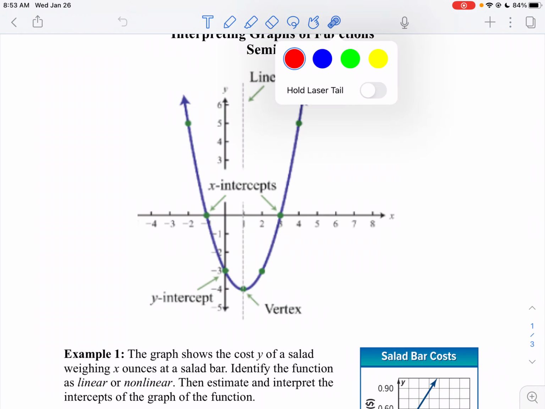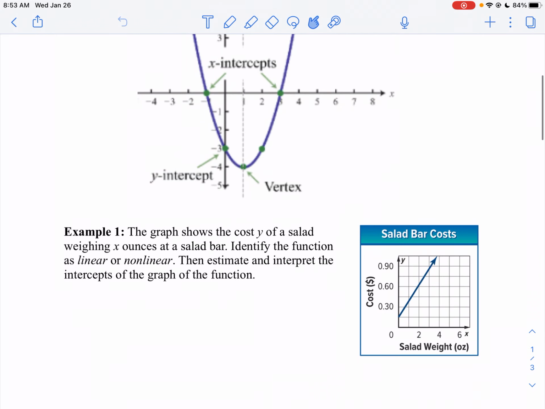Now if I take a look at example one here, it says the graph shows the cost y of a salad weighing x ounces at a salad bar. Identify the function as linear or nonlinear. Well, we'll get started. Linear means it forms a line. Nonlinear, it's not a line. Well, if I take a look at this one, it's linear, isn't it? Because it forms a line. It's that basic. That's all you got to do.